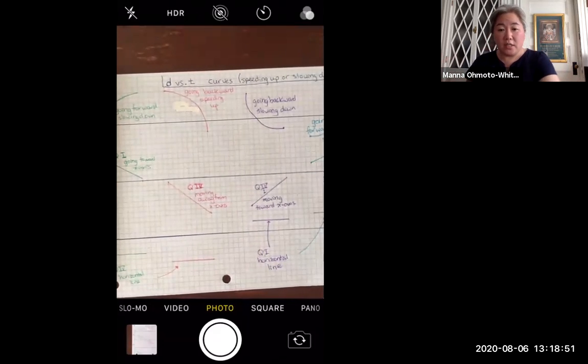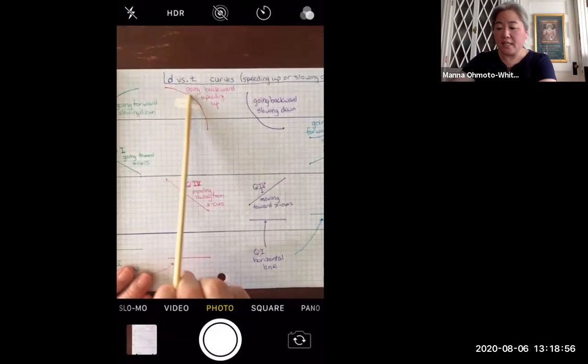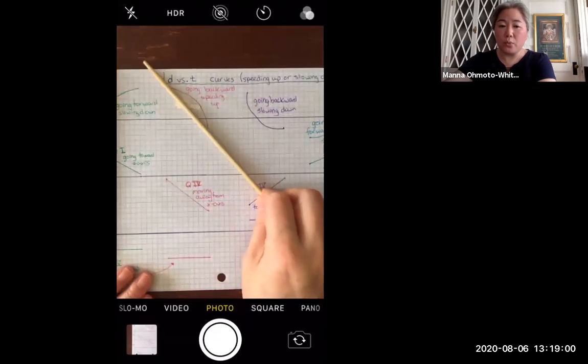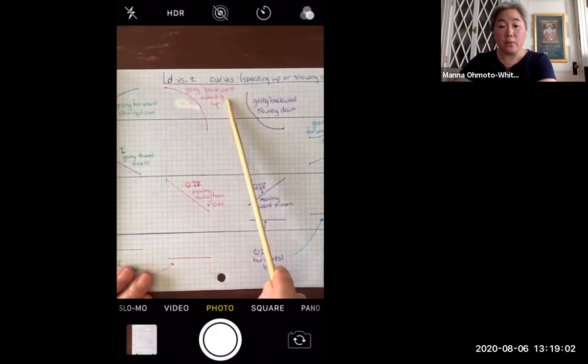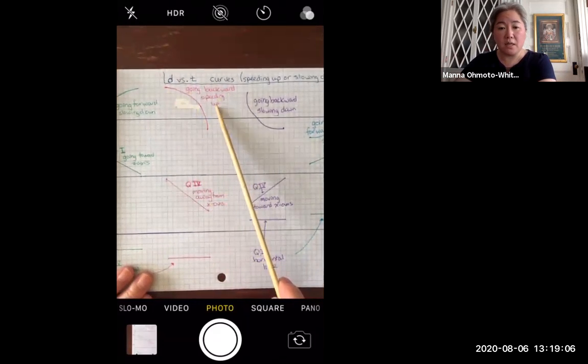So another type of d versus t graph is that I can go this type of curve. It's getting steeper, so I'm speeding up. And I have a general downward slope to it, so I'm going backwards. So the description of my pink graph would be going backwards, speeding up.